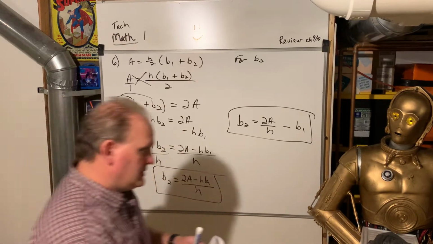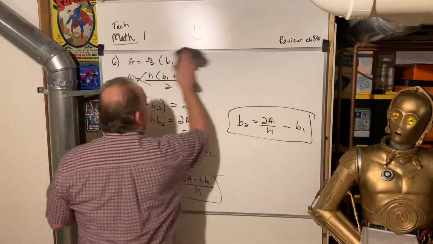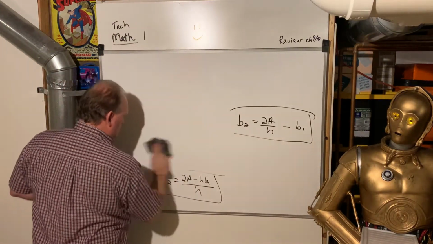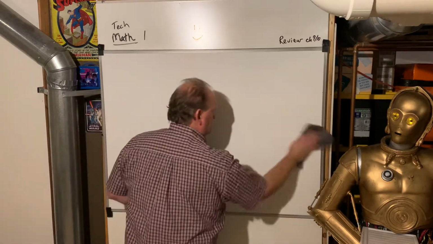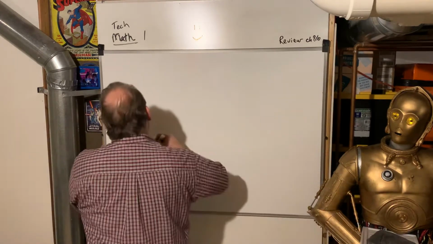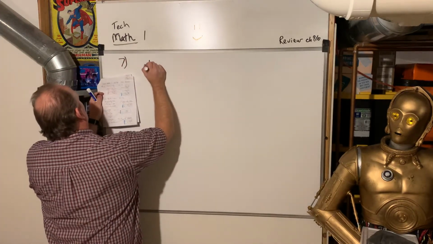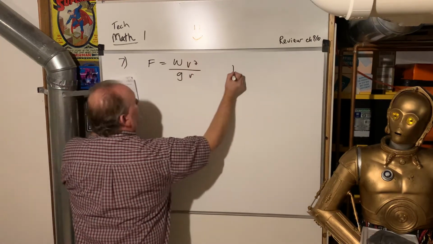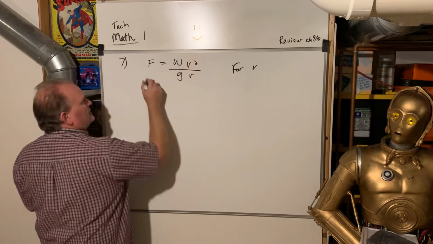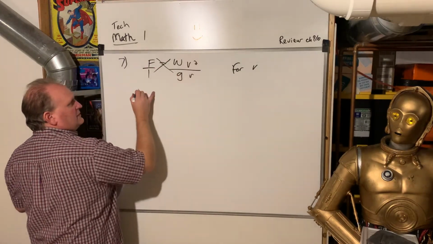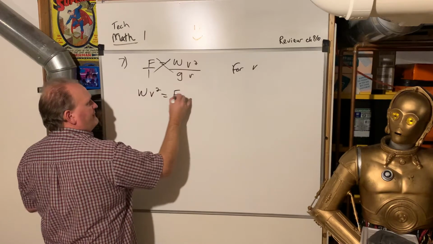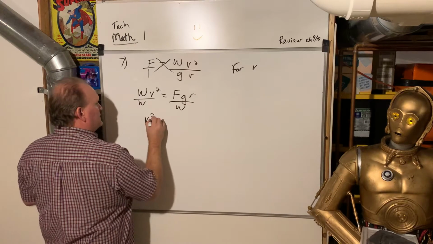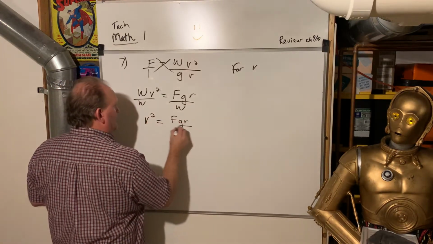Okay, let's look at number 7. You've got a square root in there. So f is equal to wv squared over gr, and they want me to solve for v. So again, we cross multiply and solve. So wv squared equals fgr. Divide by w. V squared is equal to fgr all over w.